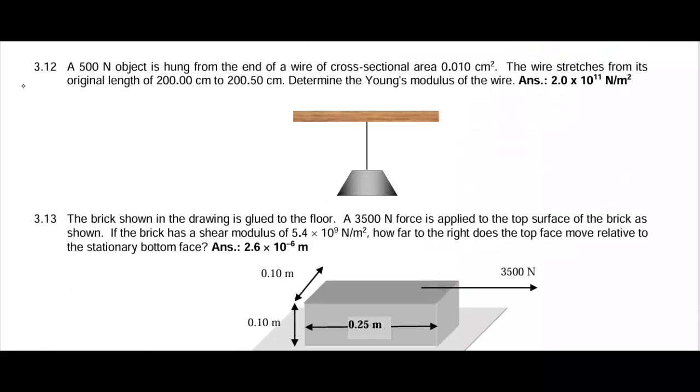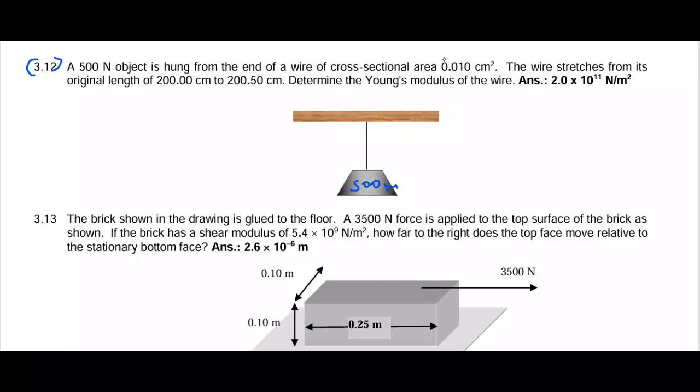Okay, so from this part, it's all about that. Here you are required to consider a 500 Newton object hanging from the end of a wire.